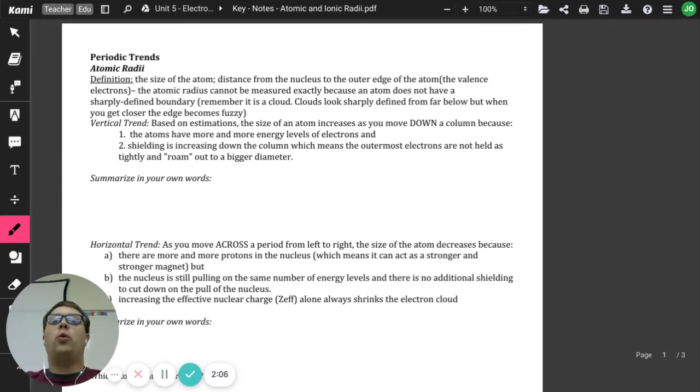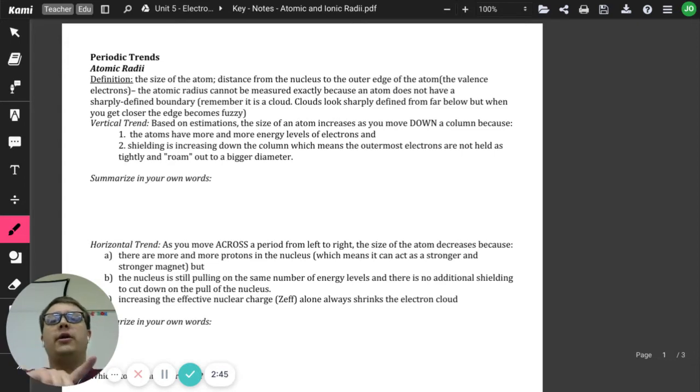So what do we know about our trend? Well, our vertical trend on the periodic table is based off of an estimation. Again, that's what we use when we talk about an actual size. The size of an atom is going to increase as we move down the periodic table. Well, that would make sense, right? You're thinking, okay, well, I've got more protons, right? So obviously it's going to get bigger. But remember that protons have pull on those electrons, right? And so when we talk about those extra protons, yes, that's going to mean there is a larger size in terms of our nucleus, but not necessarily our electron cloud.